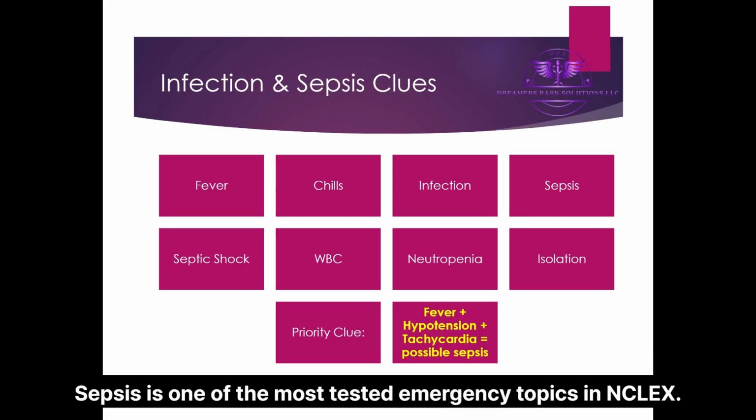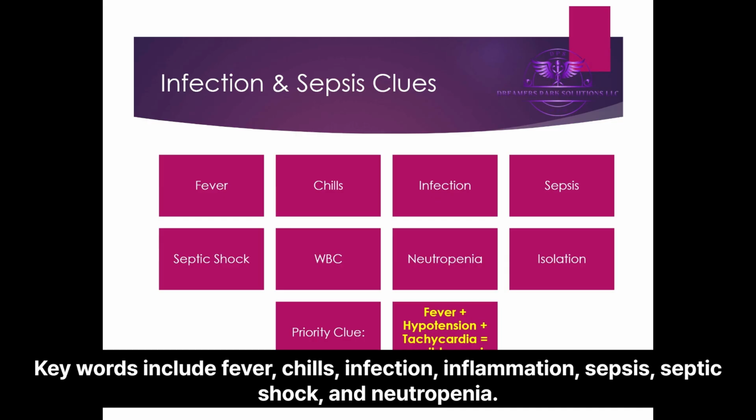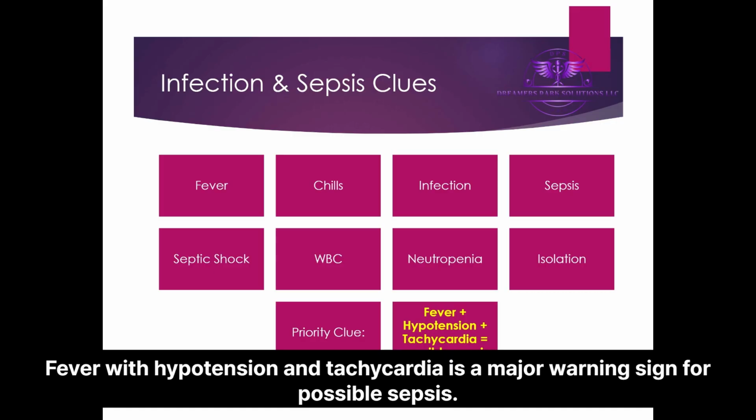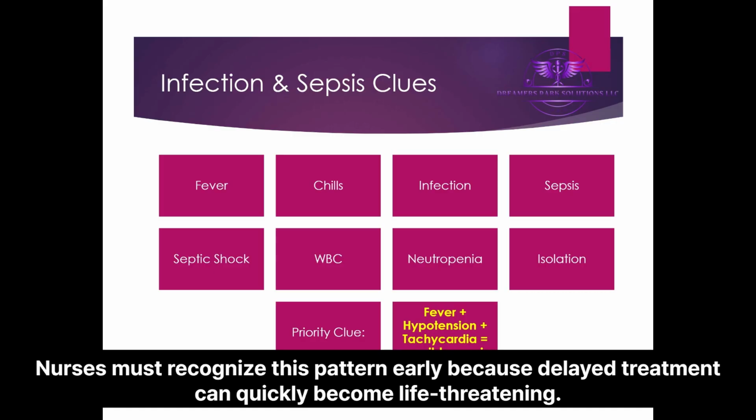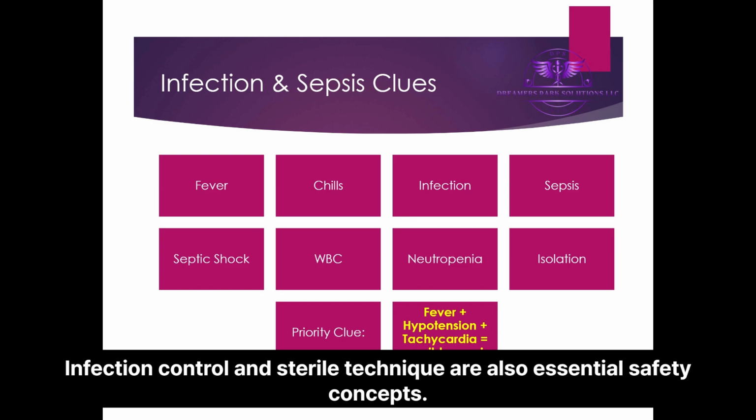Sepsis is one of the most tested emergency topics in NCLEX. Keywords include fever, chills, infection, inflammation, sepsis, septic shock, and neutropenia. Fever with hypotension and tachycardia is a major warning sign for possible sepsis. Nurses must recognize this pattern early because delayed treatment can quickly become life-threatening. Infection control and sterile technique are also essential safety concepts.